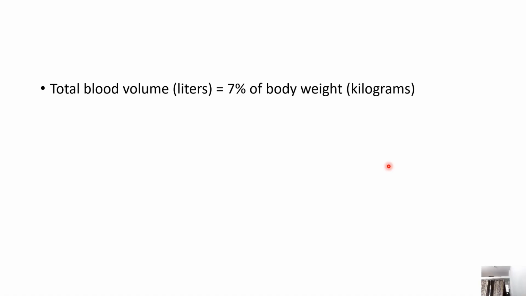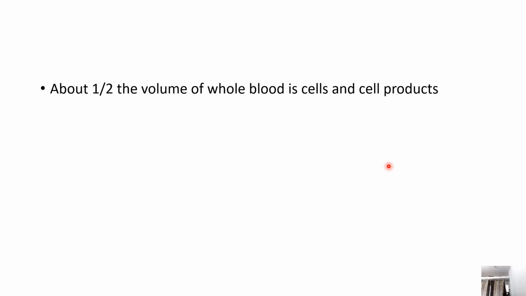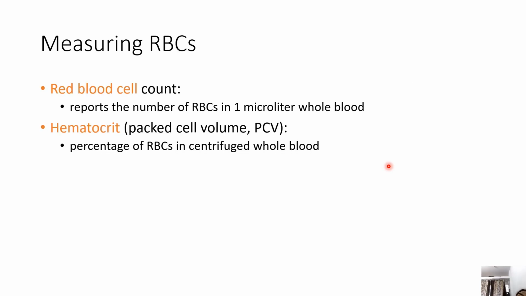Now, total blood volume in liters will be 7% of the body weight in kilograms. About half the volume of whole blood is cells and cell products. Now, how do we measure RBCs?